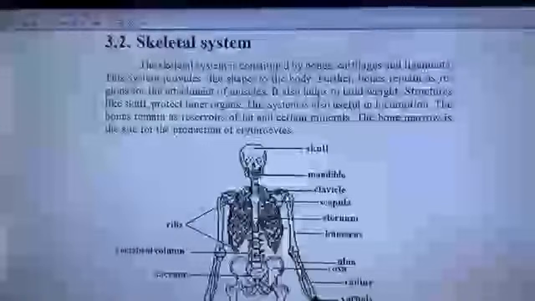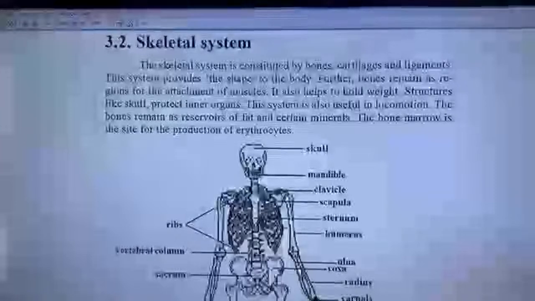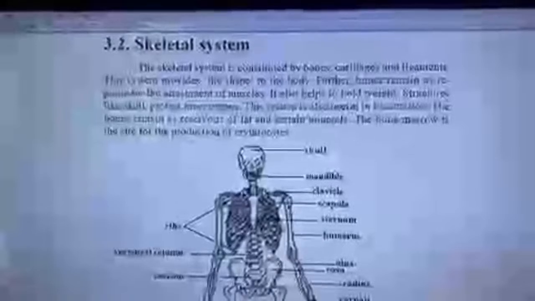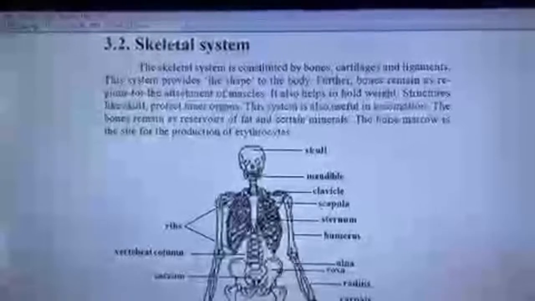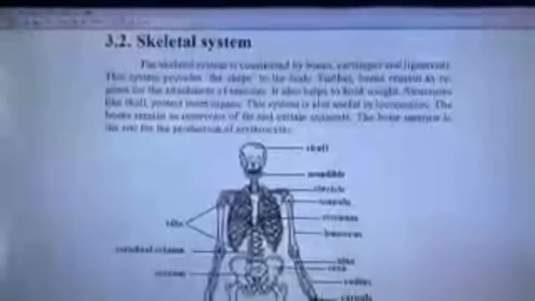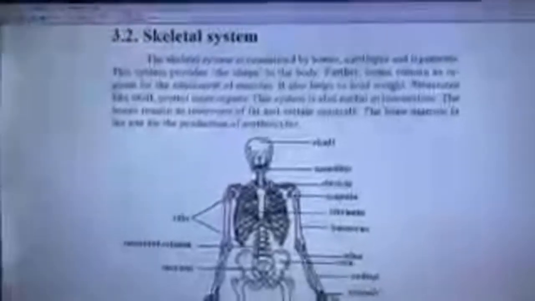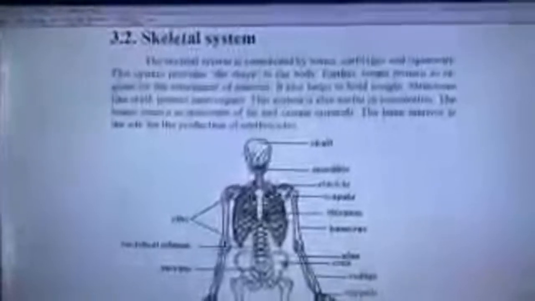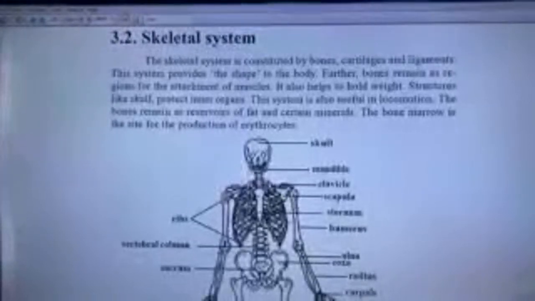Skeletal system. The skeletal system is constituted by bones, cartilages, and ligaments.